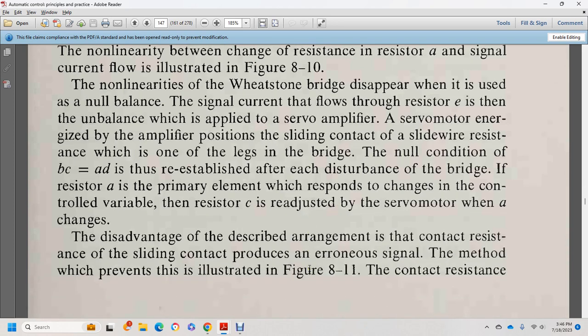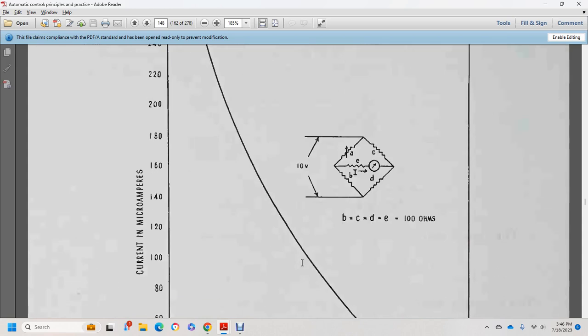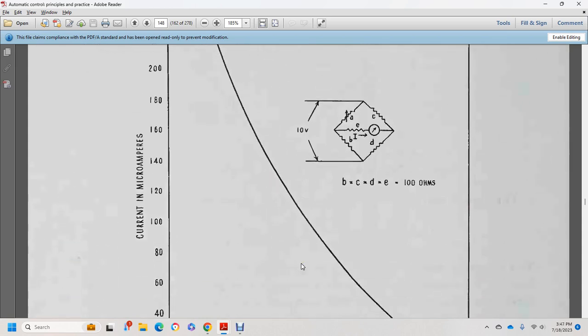In the described arrangement, the sliding contact resistance proceeds with errors in the signal, and a method that prevents this is illustrated in figure 8.11 with the contact control resistance. It shows the current in microamps, from minus 20 to 20 degrees, and the Wheatstone bridge A, B, C, D, and E with an amperage and E of 10 volts.